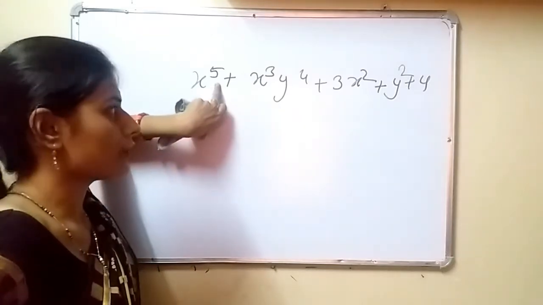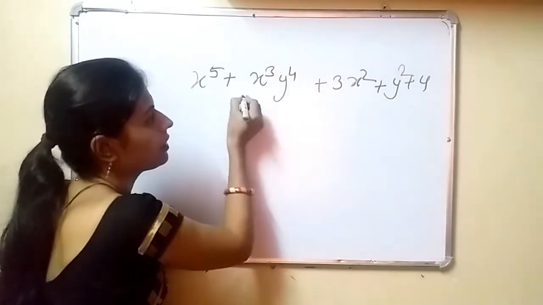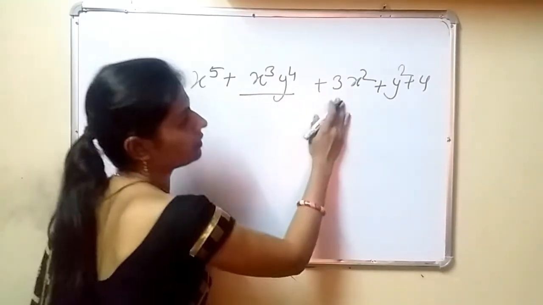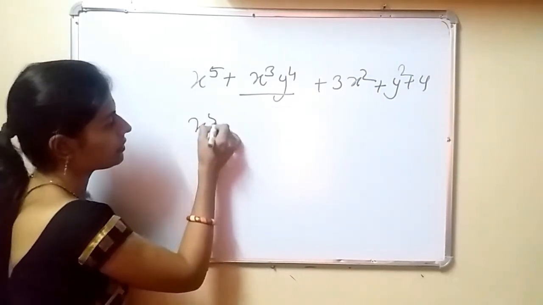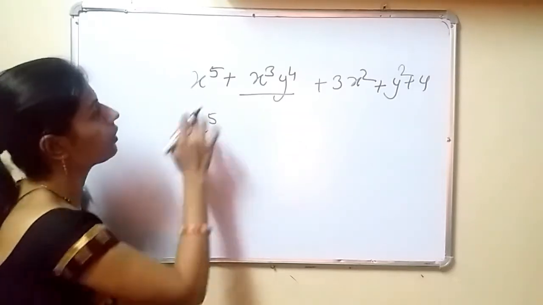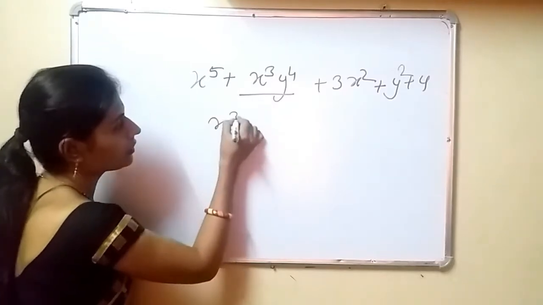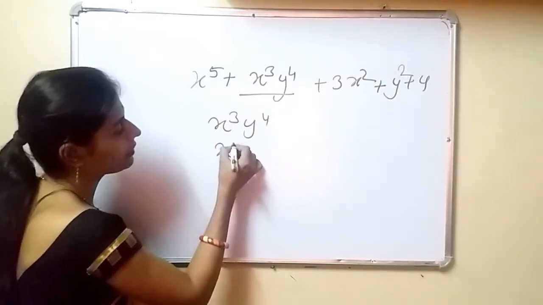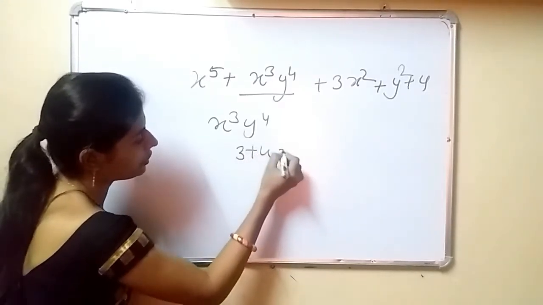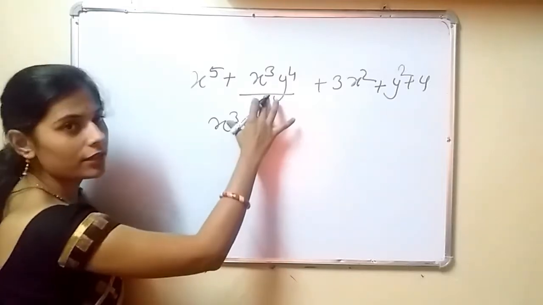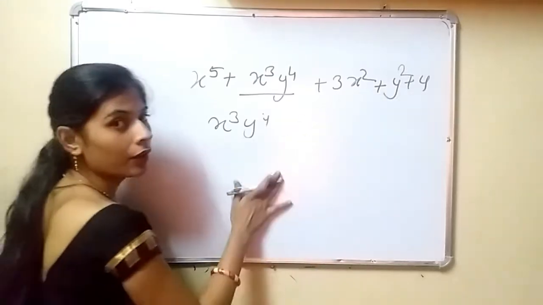Now see, this is x to the power 5, this is x cube y to the power 4, this is 3x square, y square, and 4. You might say the highest power is x to the power 5. No, this is wrong. Why? Because this is x to the power 5, but in x cube y to the power 4, the powers 3 plus 4 is equal to 7. So what is its power? Total power is 7 here, here 5, here 2, here 2, here nothing.